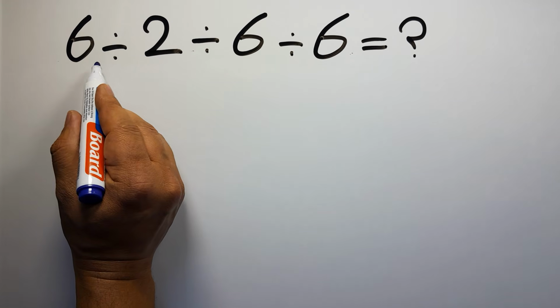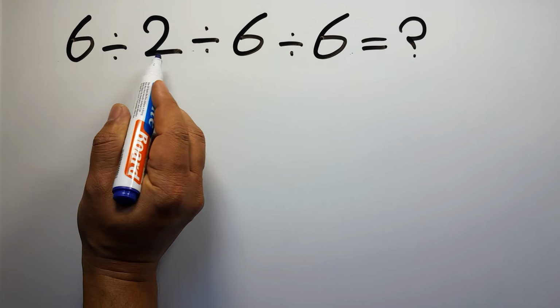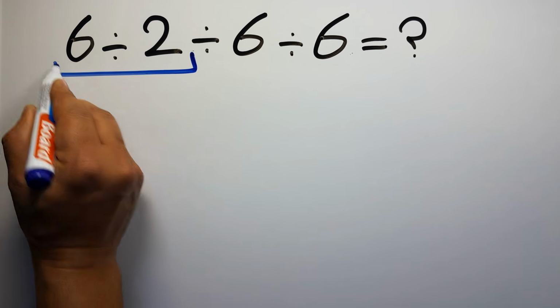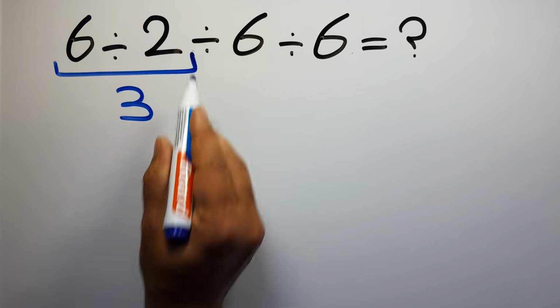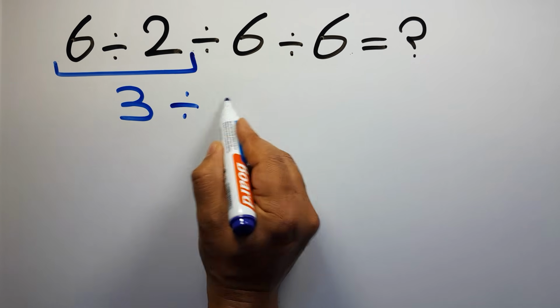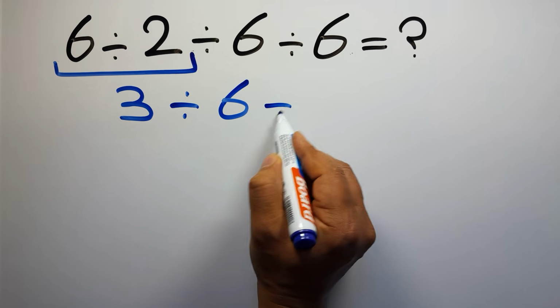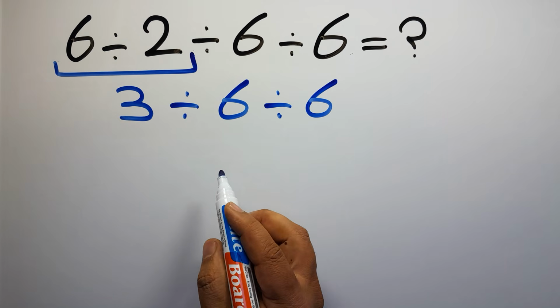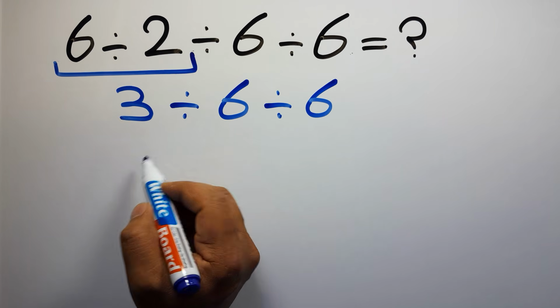So first we have to do this division. 6 divided by 2 gives us 3. So 3 divided by 6 and again divided by 6. Now we have to do this division.